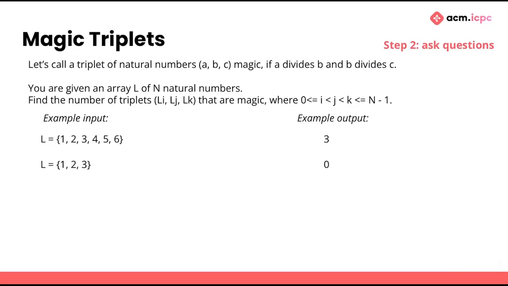So basically, from example input, we see that both examples have sorted arrays, and it could be not clear if the array is sorted or not. So it's a good idea to ask, and the answer is no, the array is not always sorted. Another question you could ask is, can numbers be equal, since in all examples numbers are distinct? Yes, numbers can be equal.